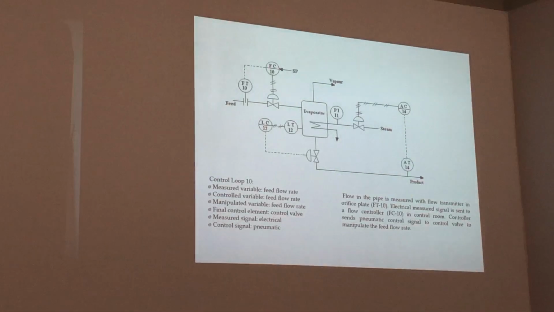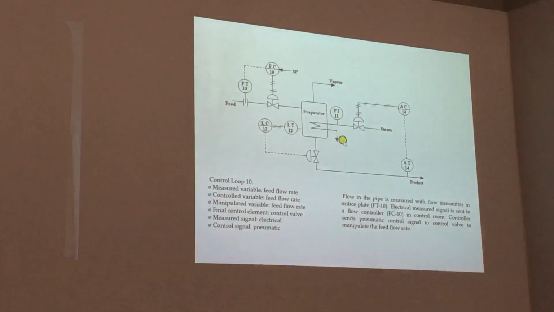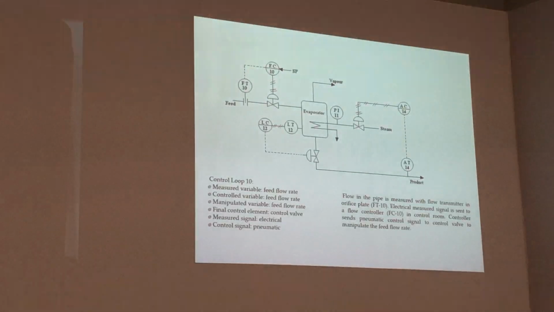Okay. What about loop 14? This is my loop 14, right? So loop 14, what is the measured variable? Analysis stands for what? Composition, right? Or the quality, the product quality. It means that for the product here, I need to measure the composition. A is analysis. So the measured variable for this is product quality or product composition. What about the control variable? Also the same, the quality or the composition of the product.